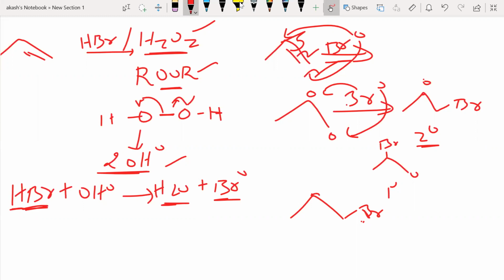You would have studied this a thousand times, right? Anti-Markovnikov addition, all these things. So it's pretty simple. Why is it happening? Because you just have to undergo free radical addition.